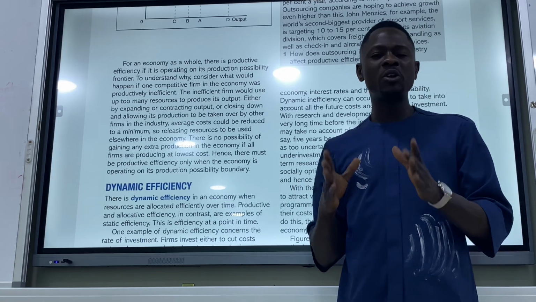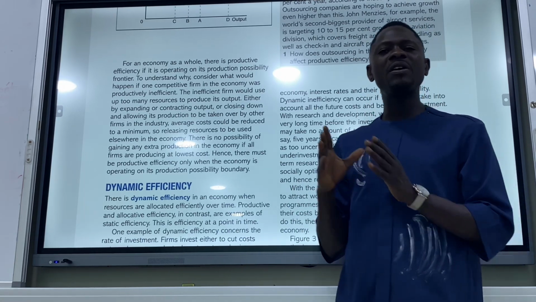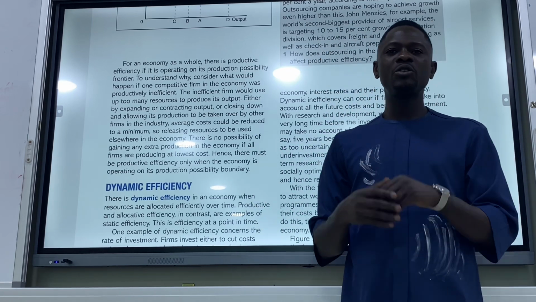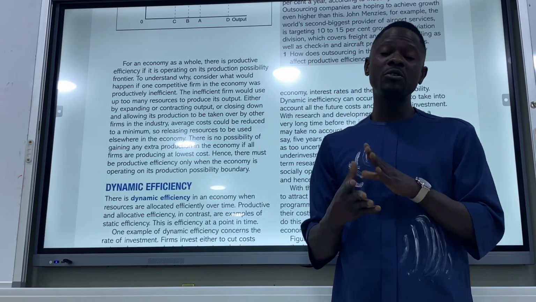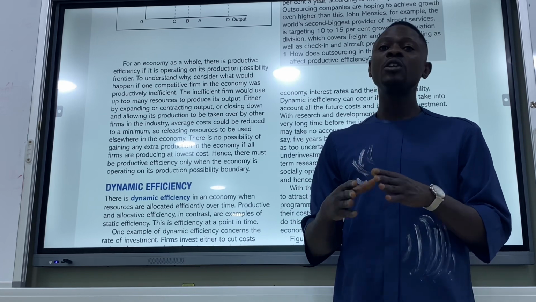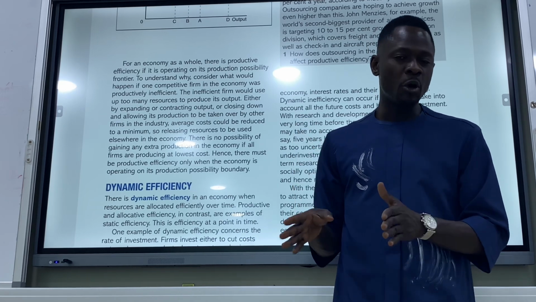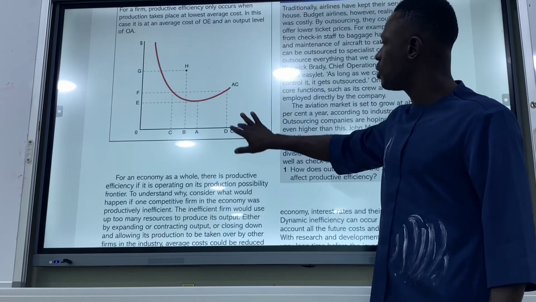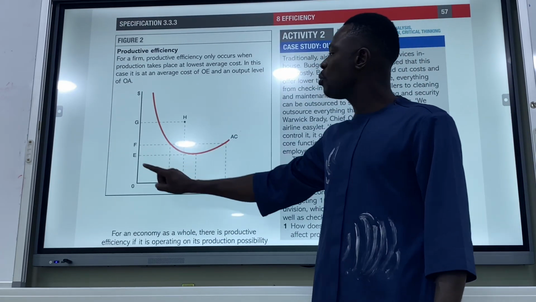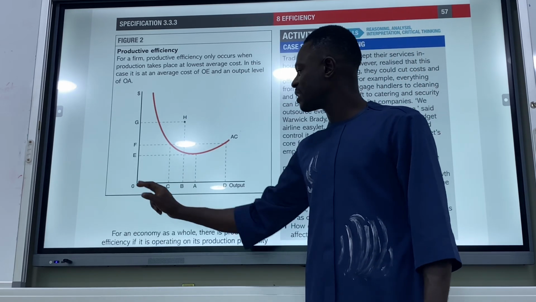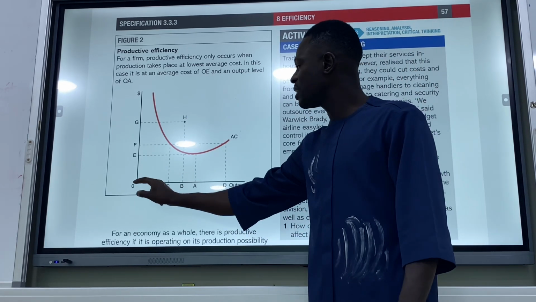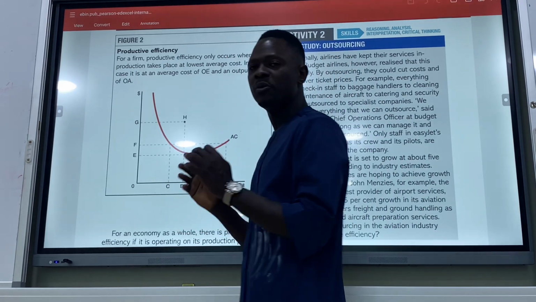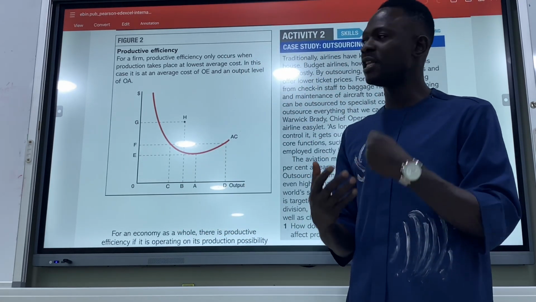So that is about productive efficiency. Note that productive efficiency, or production efficiency, will occur if a firm is able to reduce its average cost of production to the minimum that is achievable within the industry. And for this figure 2, we have only one productive efficiency point, and it is at OA, producing at OA and at the cost of OE. Anything outside this will bring about productive inefficiency, or production inefficiency.